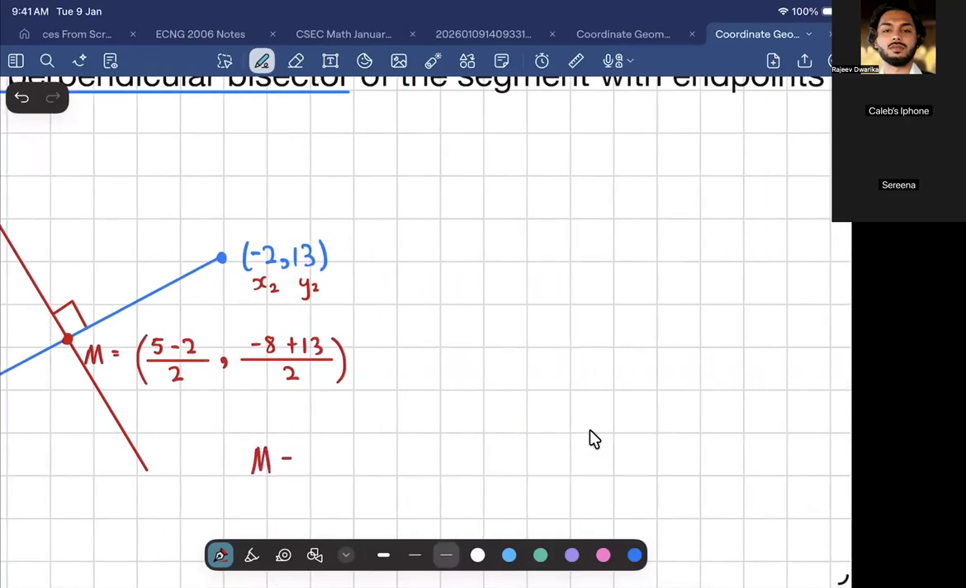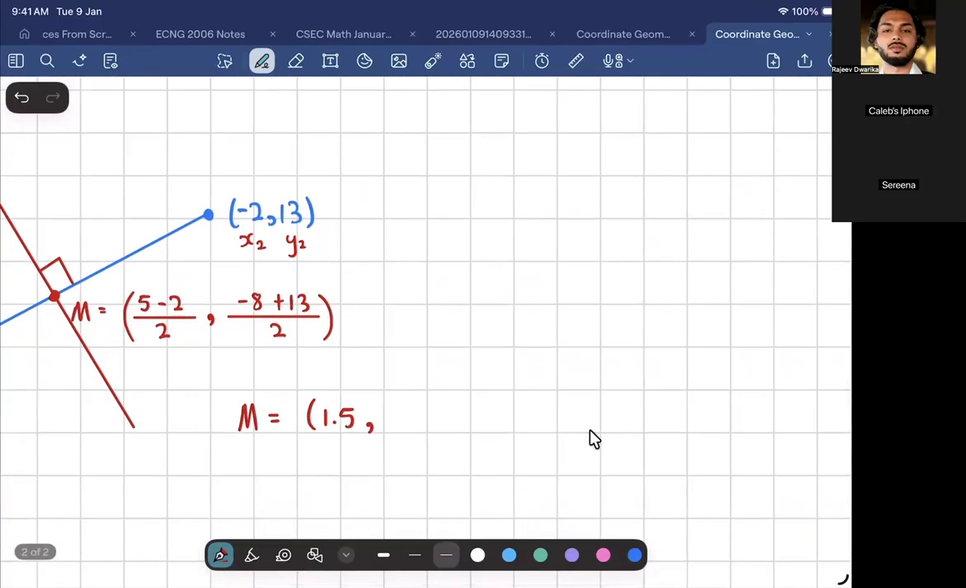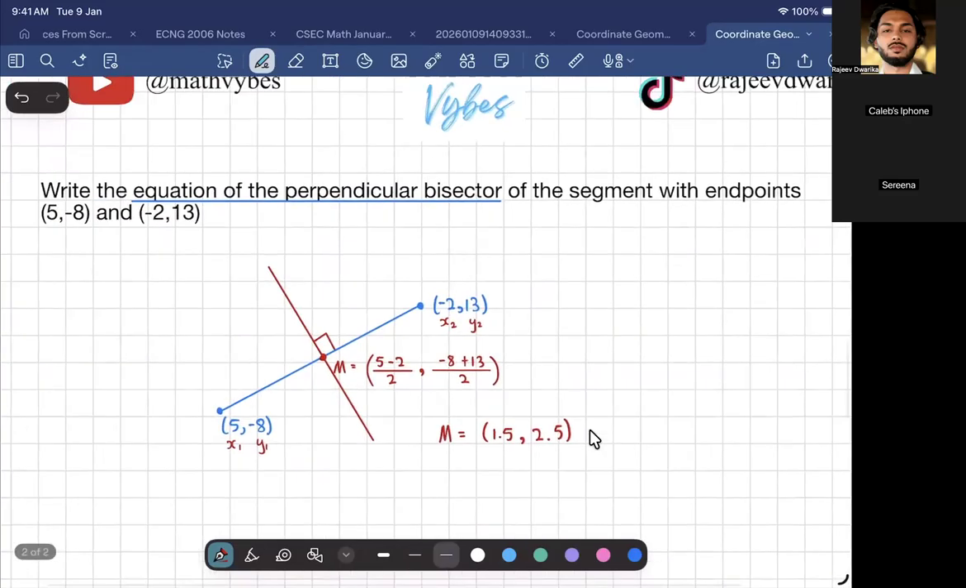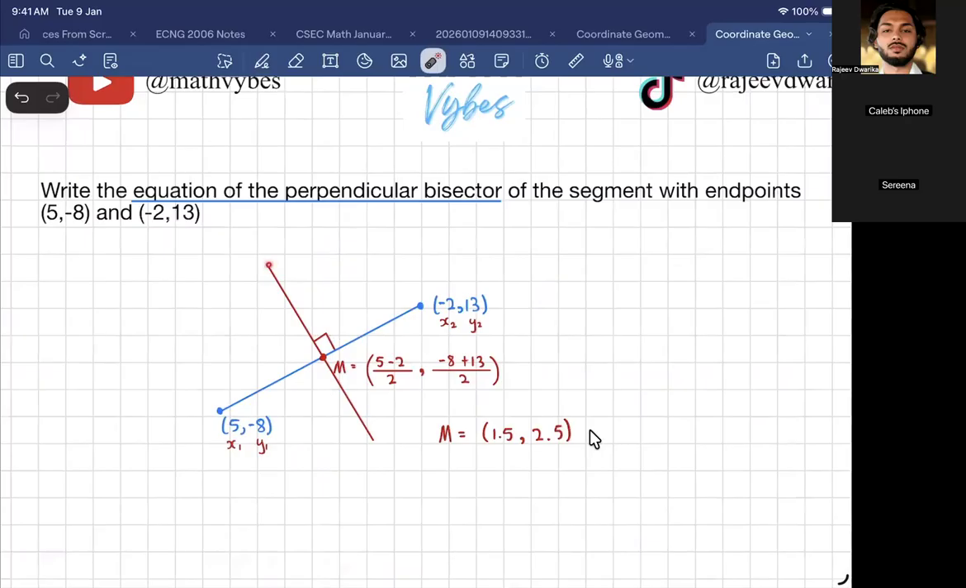So what's 5 minus 2? 3. And 3 over 2 is 1.5. What is minus 8 plus 13? 5, right? And 5 over 2 is 2.5. Awesome. So tell me, Caleb, do we now have a point that the perpendicular bisector passes through? Yes, sir. And you can see for yourself that line passing through that point.